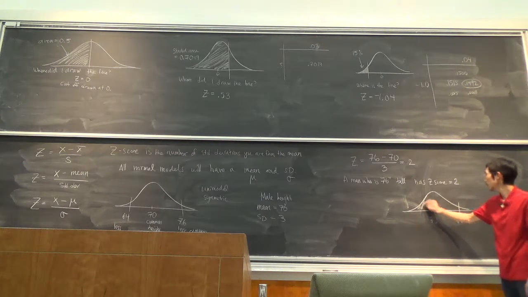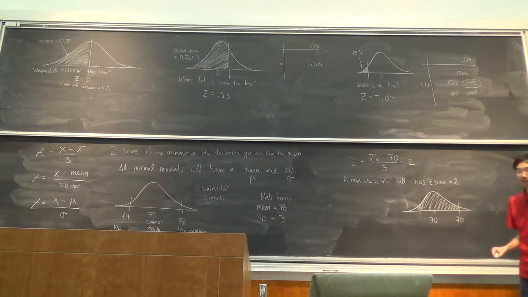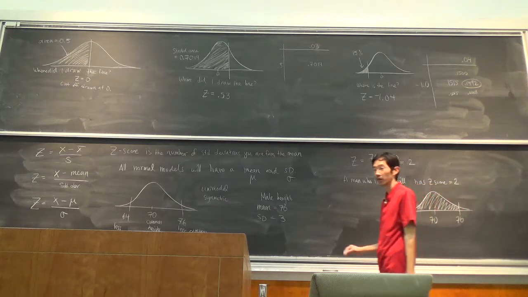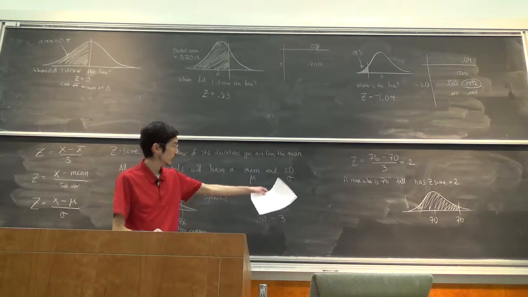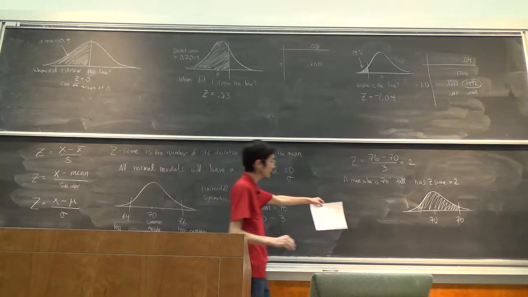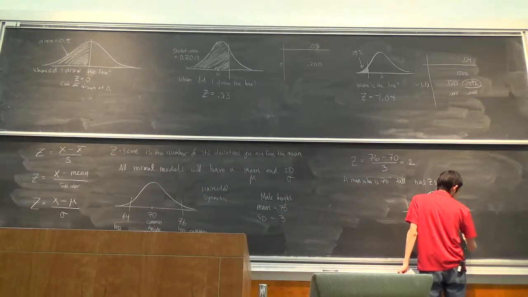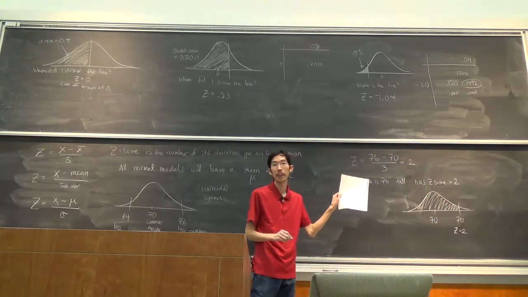I'm going to ask what percentage of men in the US are shorter than 6'4", 76 inches? Okay, well, to answer that, we look up the Z-score, okay? So 76 has a Z-score of what? Z is equal to 2. So let's look up 2 in our Z table.